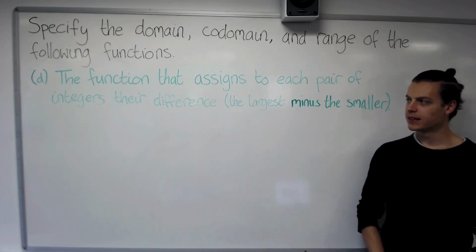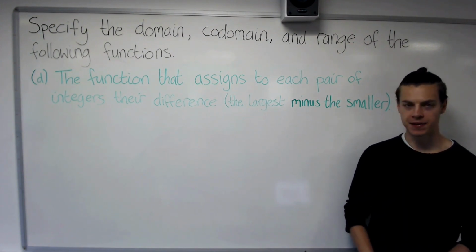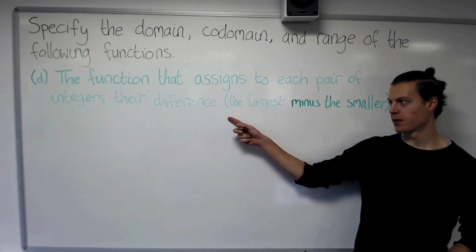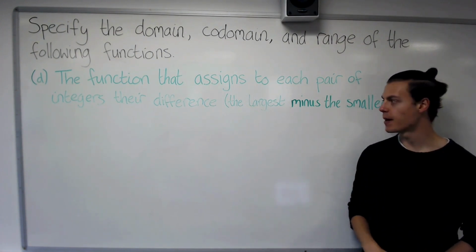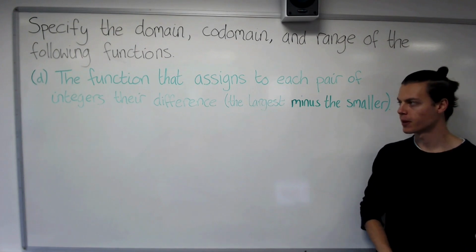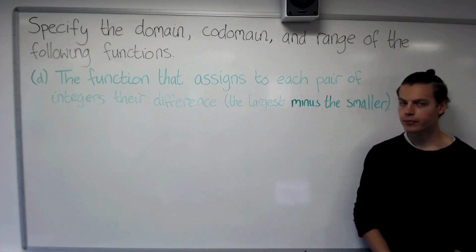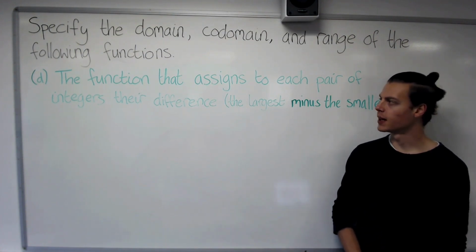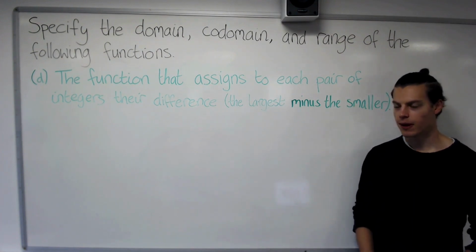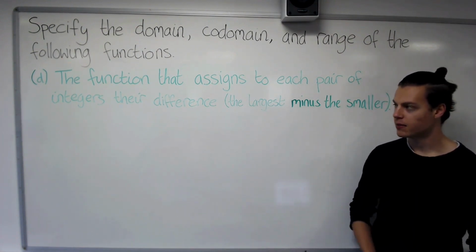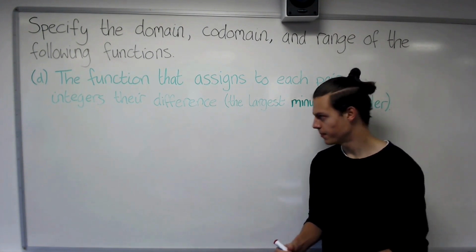Finally, let's consider the function that assigns to each pair of integers their difference. And we're considering the difference as the largest of the pair minus the smallest. Okay. So what is the domain of this function? Well, this function assigns values to each pair of integers. So the domain of this function will be the set of pairs of integers, which we know as a Cartesian product.